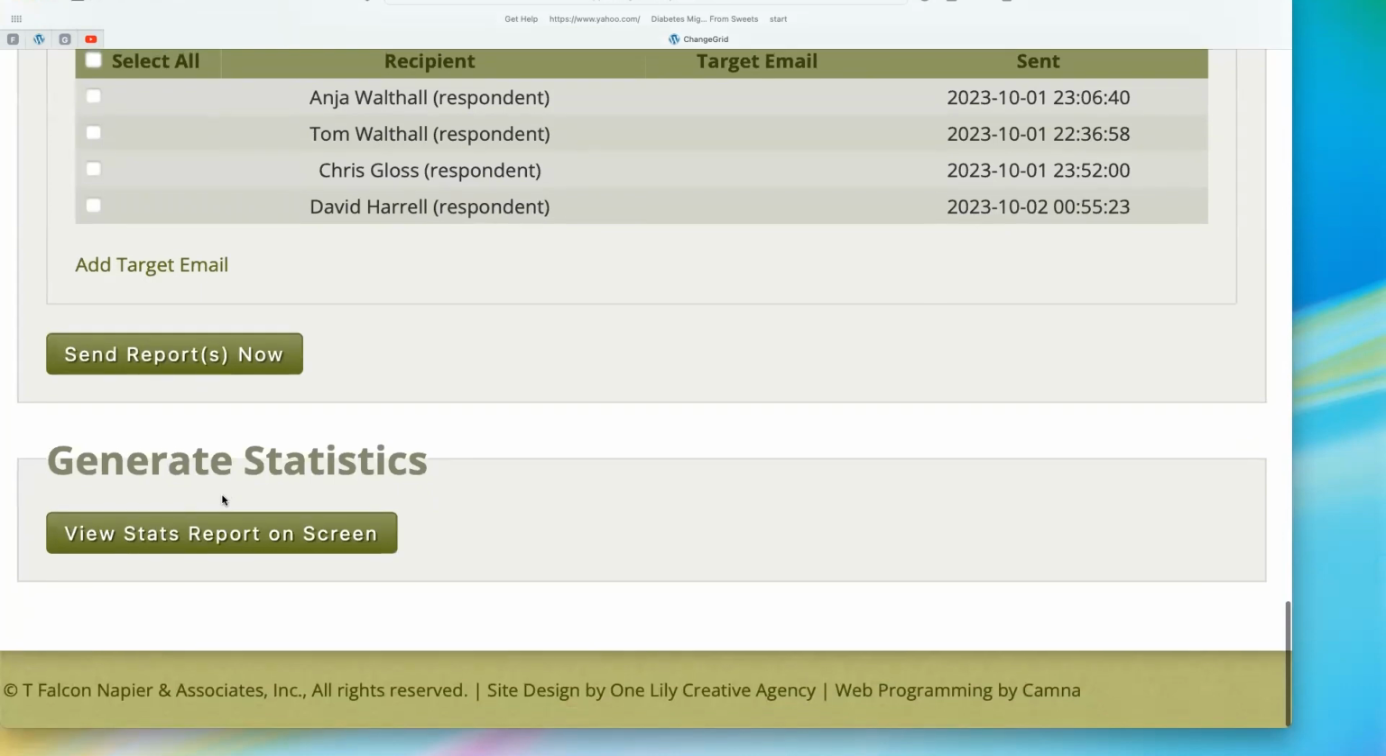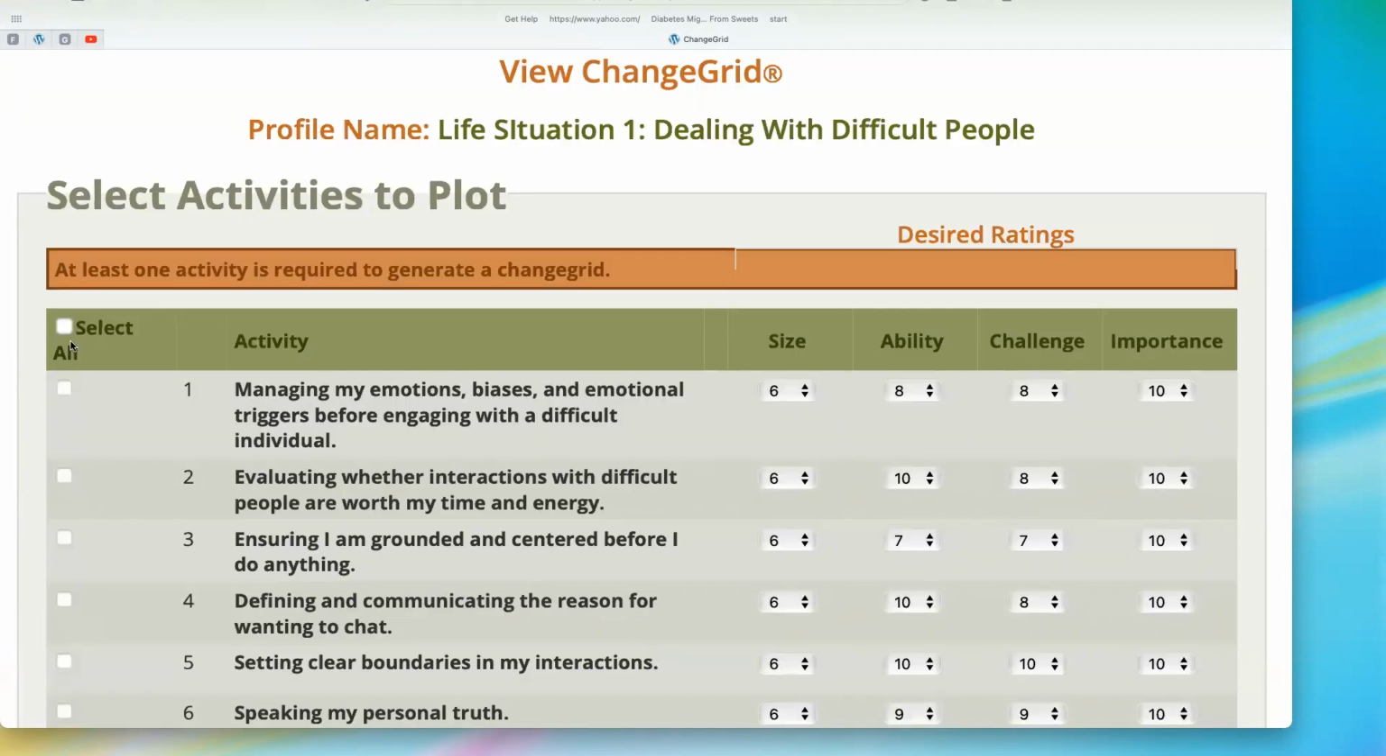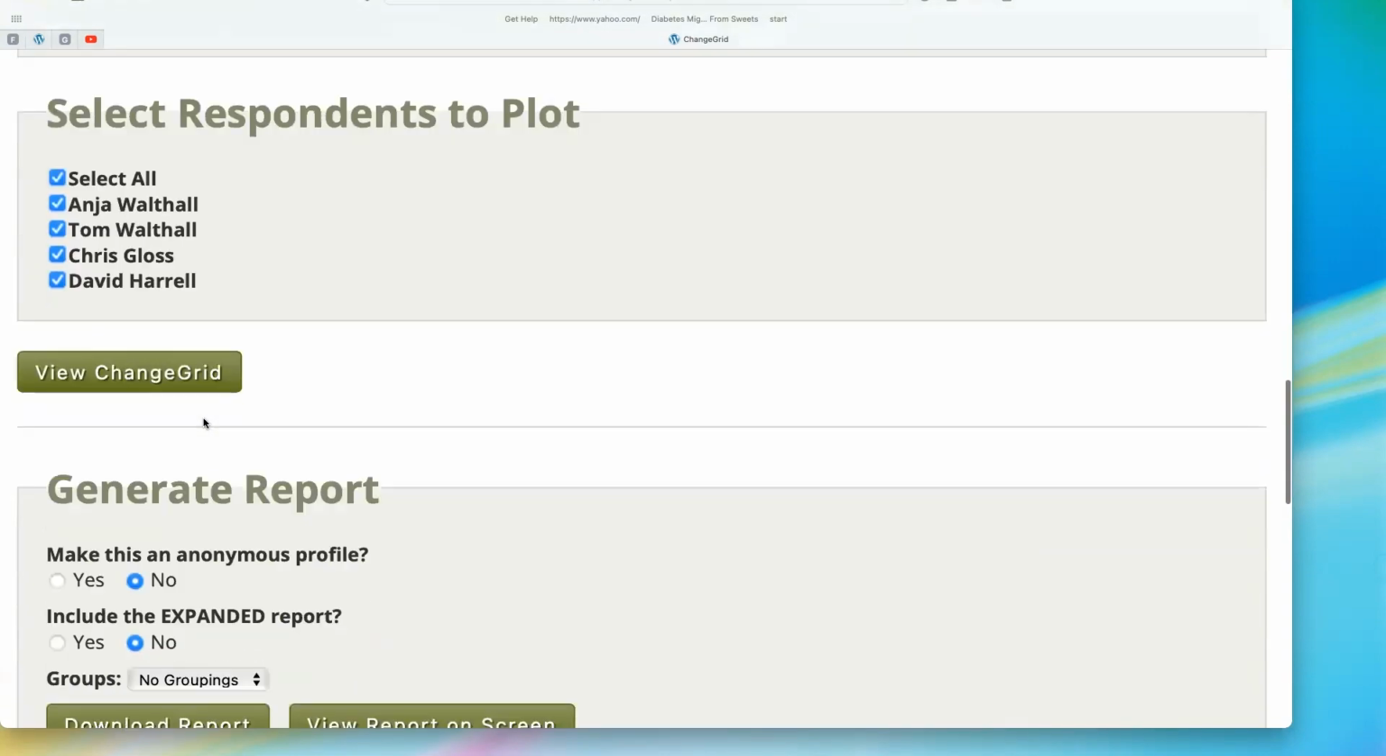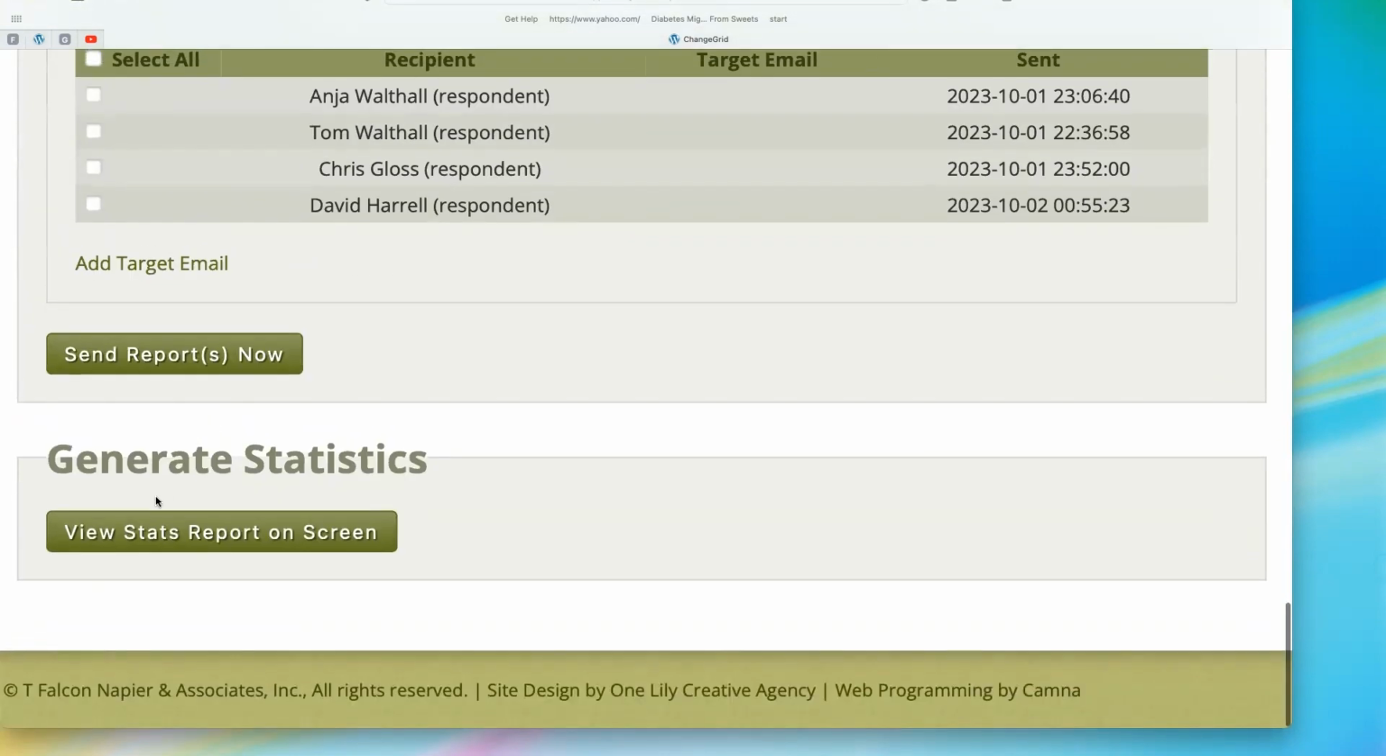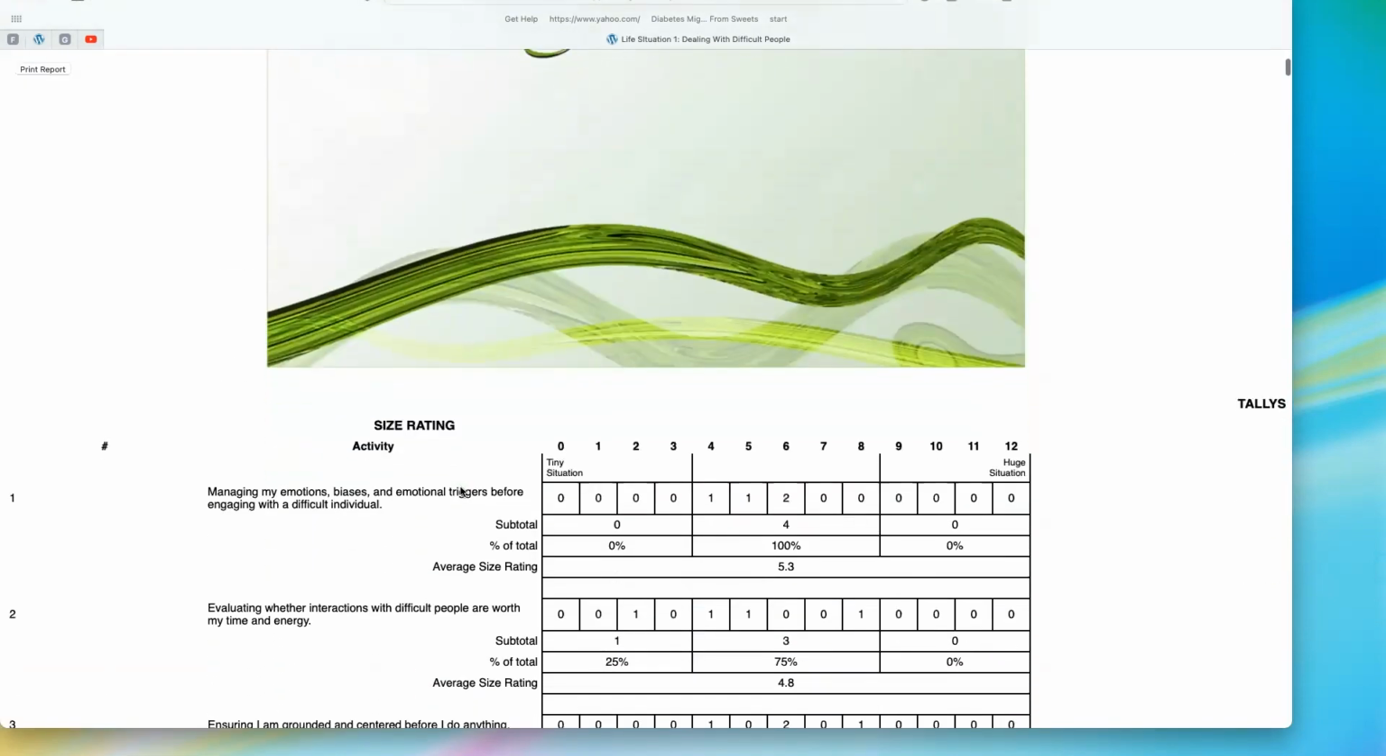And that's kind of an interesting thing to look at. Let me just go ahead and do this real quick. I'll show you something fun. Oh, sorry, gotta have all activity. You'd think the man would know how his own software operates. View stats report on the screen. Okay, so here's the stats report.